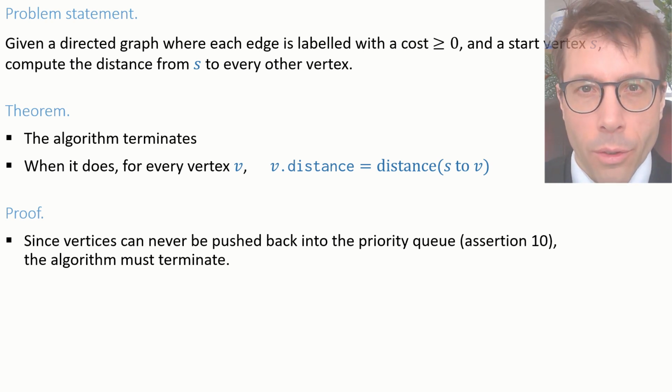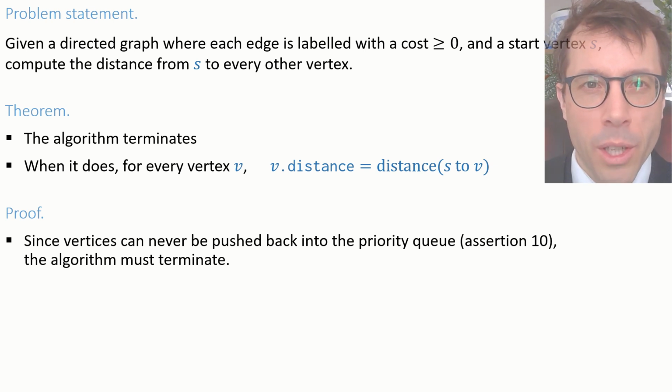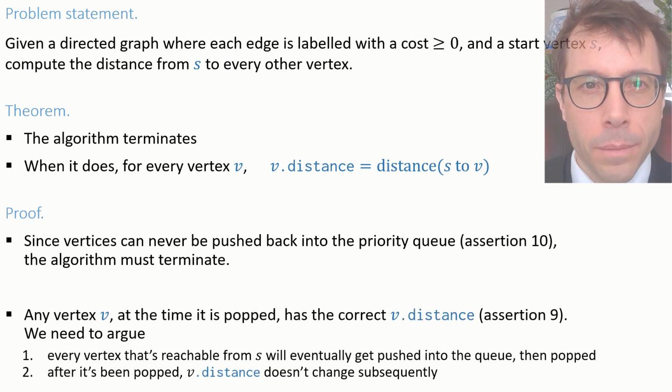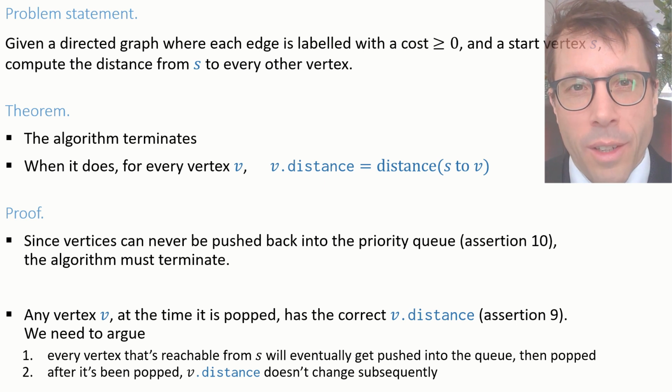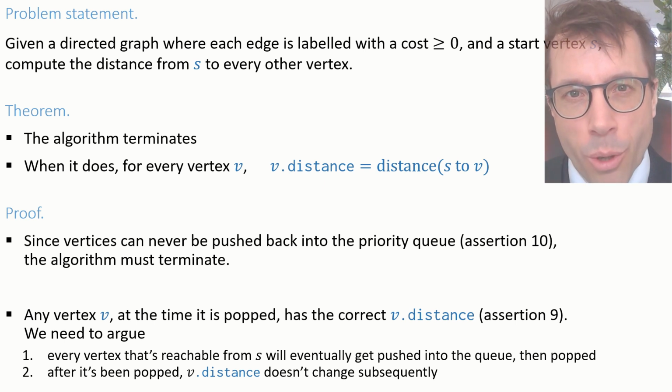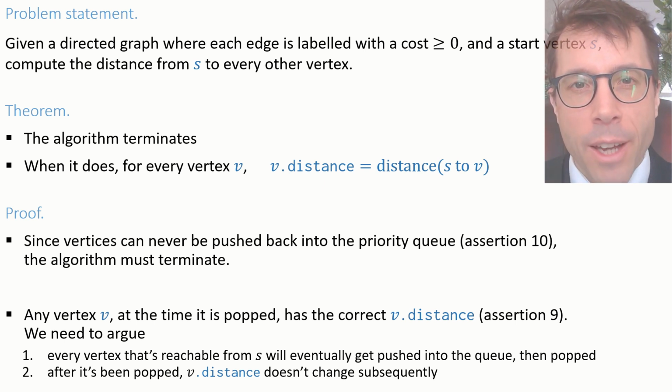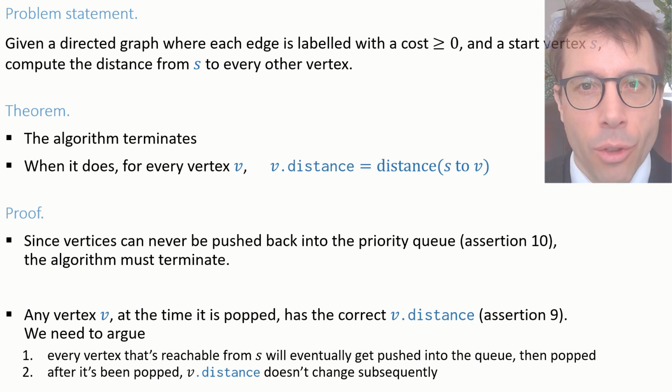Next, correctness. In other words, does the algorithm give the correct result? At first glance, it looks like we've already proved this. Isn't that what the big assertion on line 9 said, and what we spent all that time proving? Well, not quite. We have so far proved that any vertex at the time it's popped has the correct v.distance.